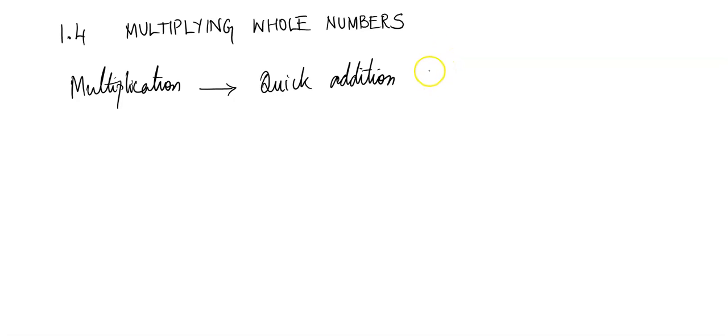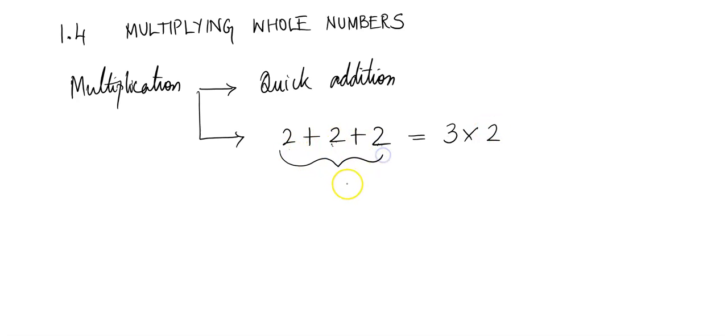of repeated numbers, right? So if I had to do 2 plus 2 plus 2, repeated numbers, I'm trying to add these numbers, this is the same as saying how many times do I add it? 3 times. And what am I adding? It's the 2. So 3 times 2. So 2 plus 2 plus 2 is 6. 3 times 2 is also 6. This is true for any repeated addition.